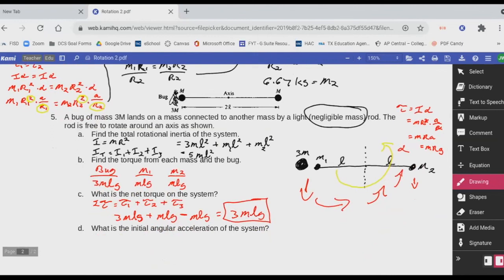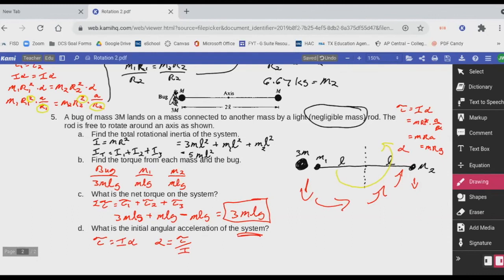What is the initial angular acceleration of the system? Here I want to go back to the torque formula, because torque was equal to I alpha. If I rearrange this, I could say that alpha is equal to torque divided by rotational inertia. The reason is it's asking me about the system, so I need the information about the system. The system's torque was calculated in C, and the system's rotational inertia was calculated in A. We've already calculated those two values, and if we divide them, we get the system's angular acceleration.